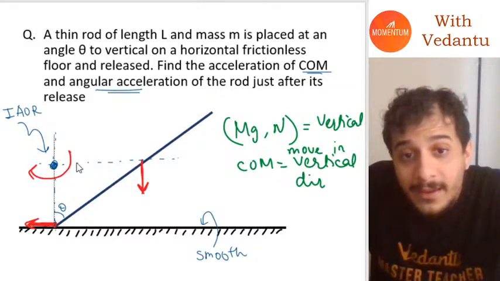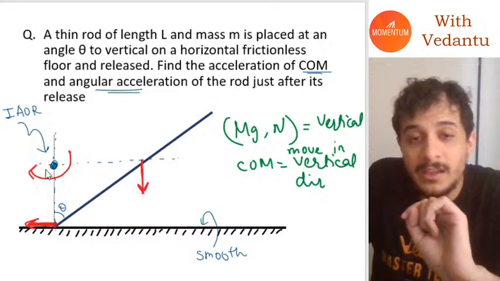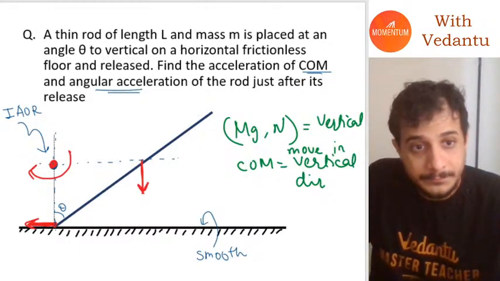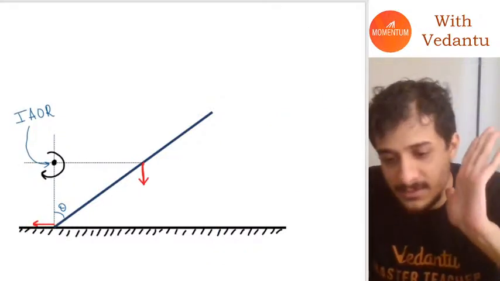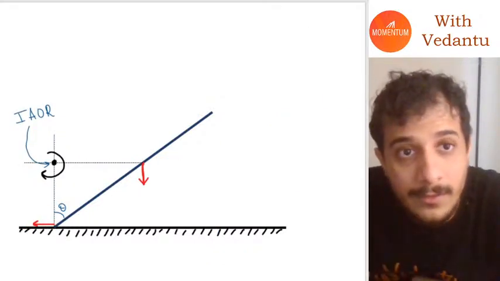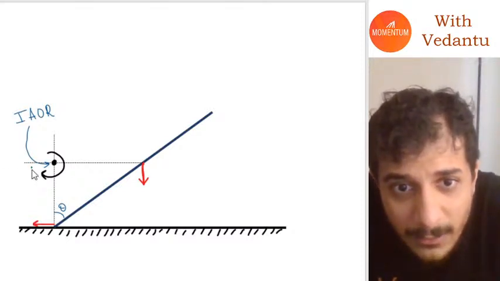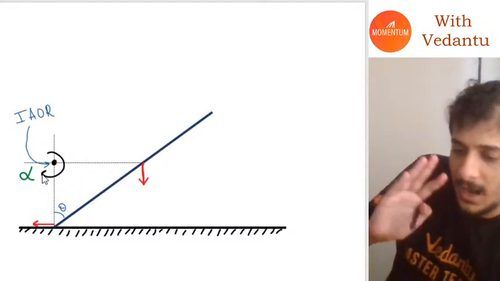So what I can say is that this rod is rotating about this instantaneous axis of rotation. I can assume that at this instant it's rotating about this point. I hope everybody understood. I've just made a clear diagram here. At this instant, this body is rotating about this point, and let's say it is rotating with an angular acceleration alpha.